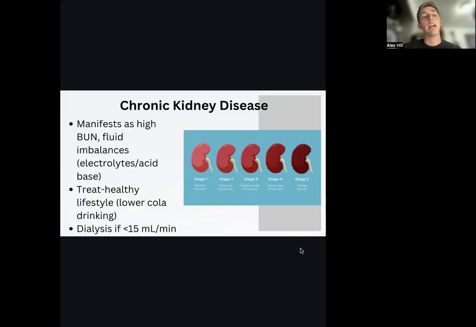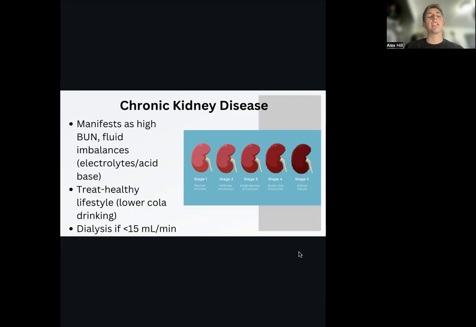Okay, then chronic kidney disease. This is manifested as high BUN, fluid imbalances, because your kidney is not able to filter those things, which is normally what it does. So definitely looking at the BUN. Also creatinine. I don't know specifically creatinine for this one, but those are signs that your kidneys are not working as they should be. So live a healthy lifestyle.